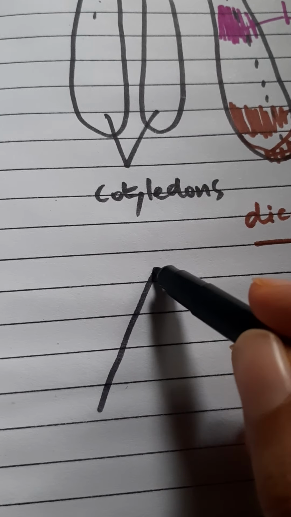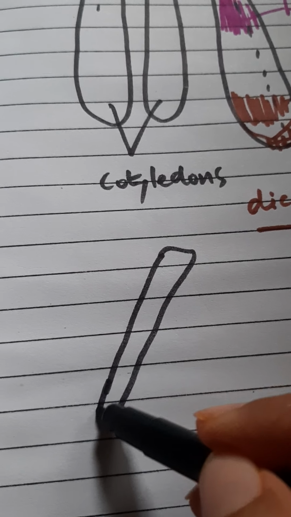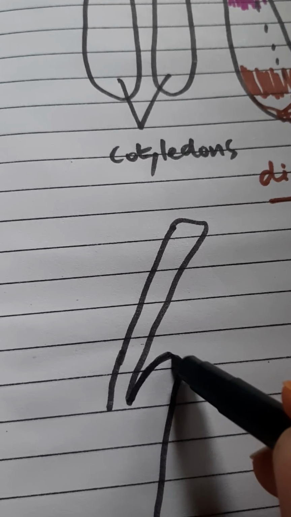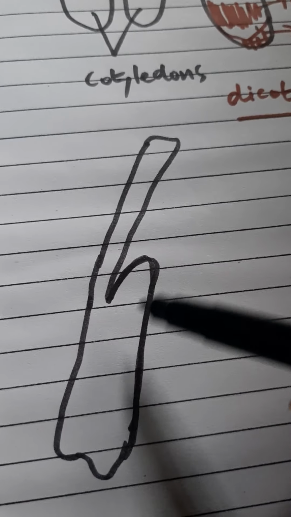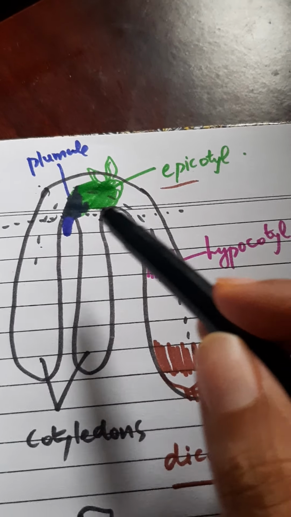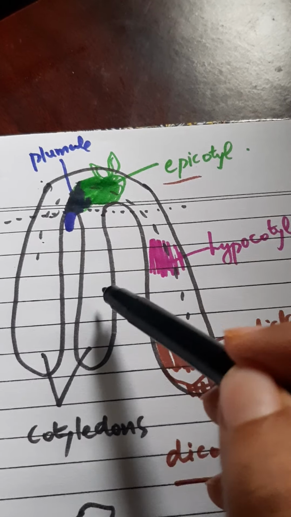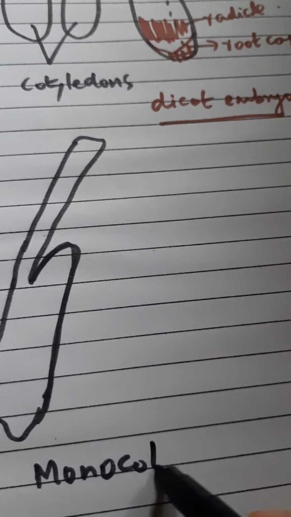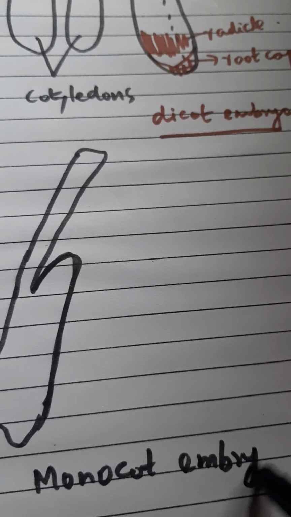Now next is about monocot. In monocots there is only one cotyledon, and that one cotyledon is placed towards the side of the embryonal axis. So this is the embryonal axis. In case of dicot, the embryonal axis is like this. On both sides of the embryonal axis, we find the cotyledons. But here monocots have only one cotyledon.